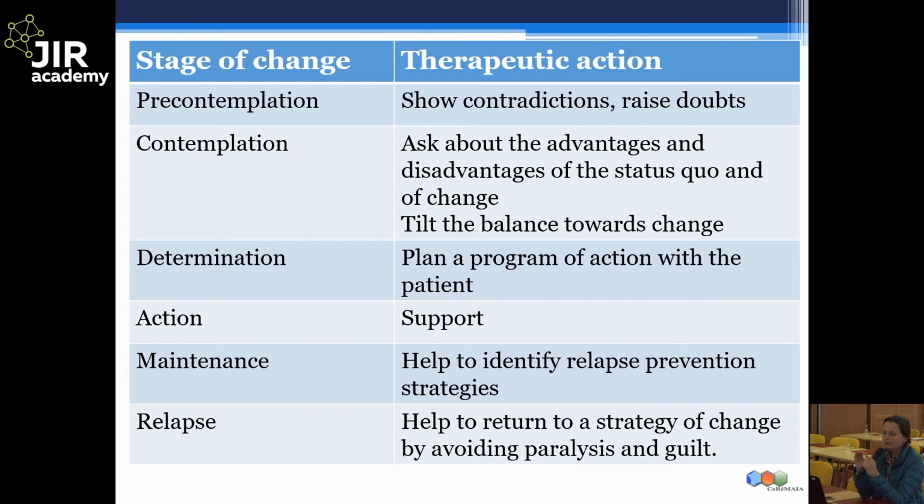And if she is already in the maintenance phase, you have to help her to identify relapse prevention strategies. It's very difficult to be in maintenance, so it's our role to say, okay, it's great, you are doing sports now, but in your opinion, what are the dangers that you will stop again? How could you go against these dangers? And if she relapses, we have to return her to a strategy of change by avoiding paralysis and guilt.